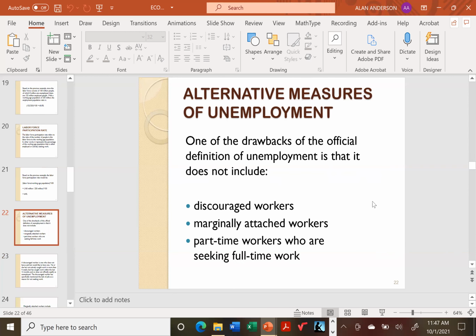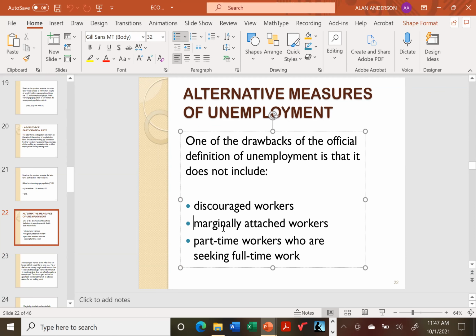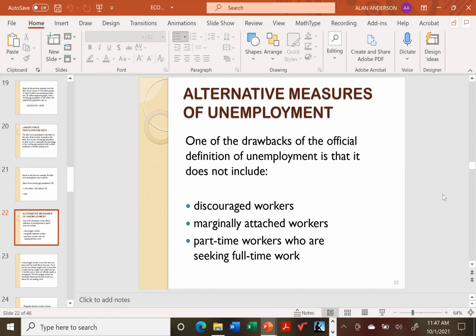Now, here's the thing about the unemployment rate. The issue here is, what do you do about these people? Discouraged workers, people who have essentially given up looking for work because they're so discouraged, marginally attached, which we'll define in a minute, and like they mentioned in the videos, part-time workers who are seeking full-time work. Okay, are they unemployed or not?